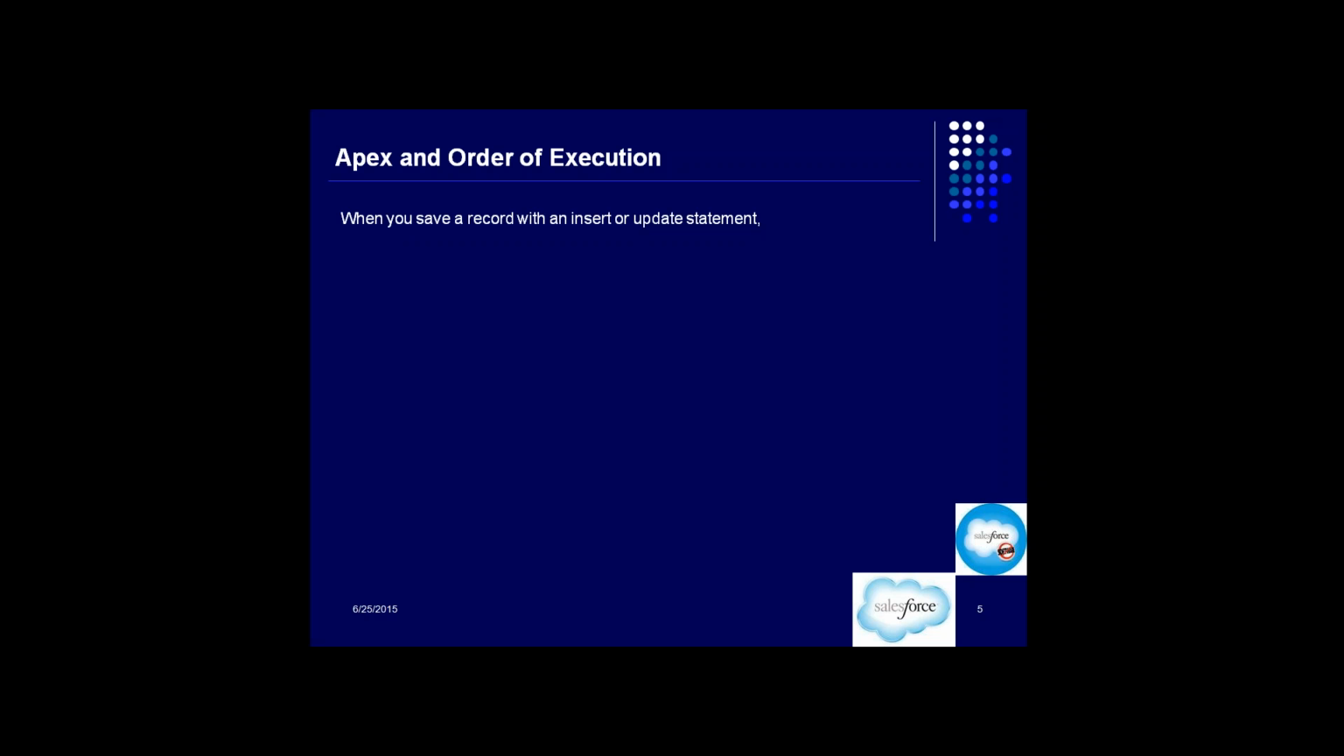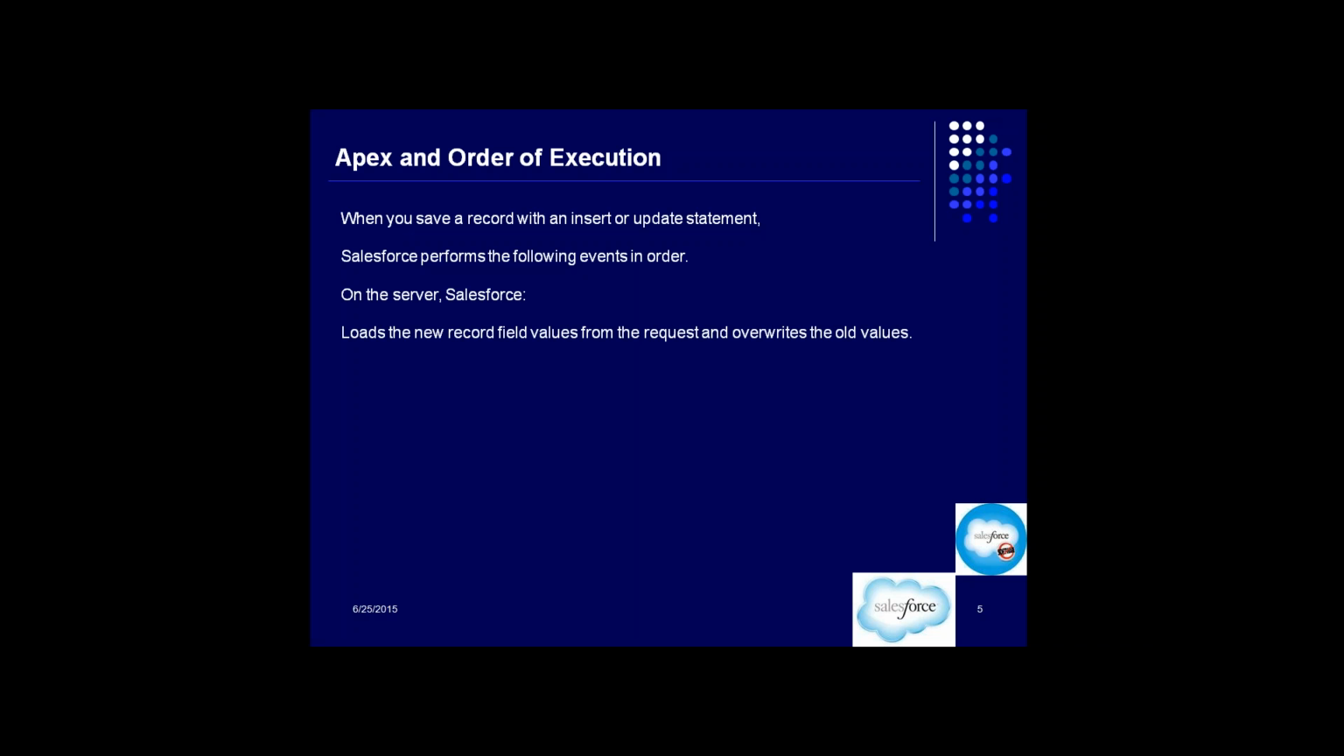Okay, so the process is Salesforce performs the following events in this order. First thing is, on the server, it first of all loads the new record field values from the request and overwrites the old values. Alright. So first of all, Salesforce will load the new field values. It just takes the field values.